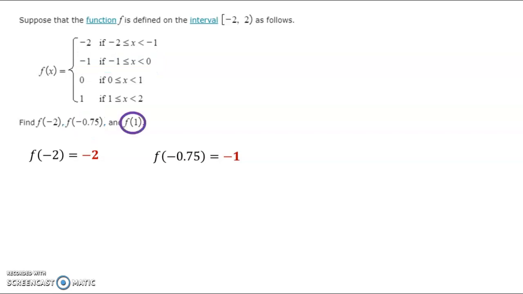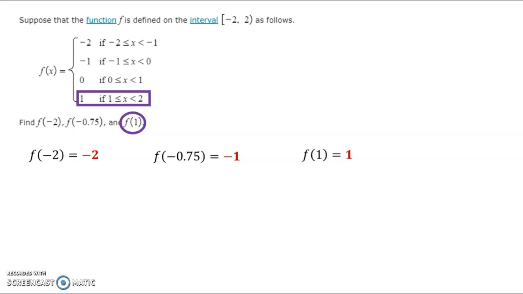Lastly, for f of 1, again, we're looking for the domain where x is 1, and that's this last one. Notice it's not this one because here this says x is less than 1. It's this last one that includes the equal to. And again, this says the definition is that the function is equal to 1 for these domain values. So there we go. Once again, we didn't even have to do any math.